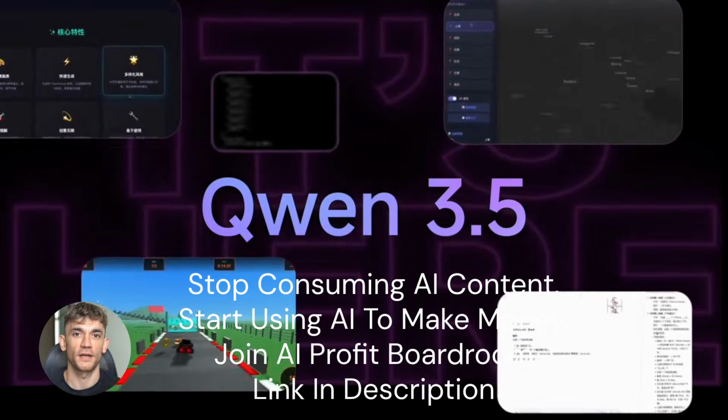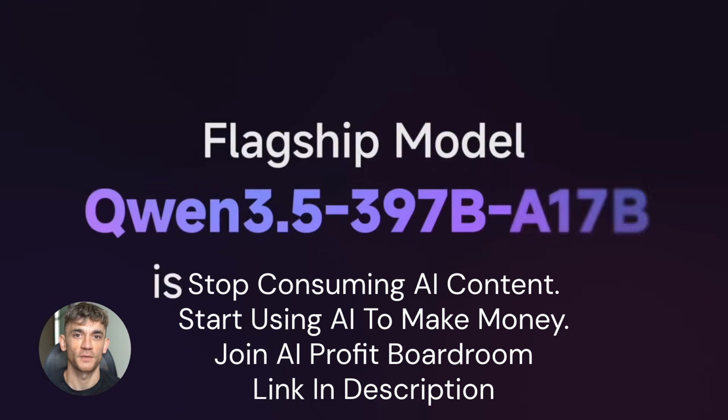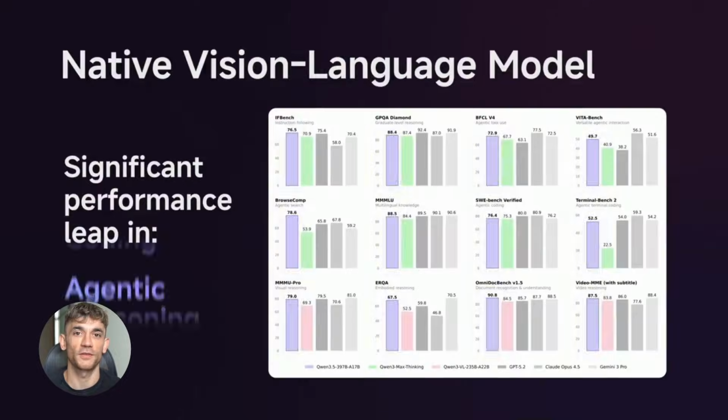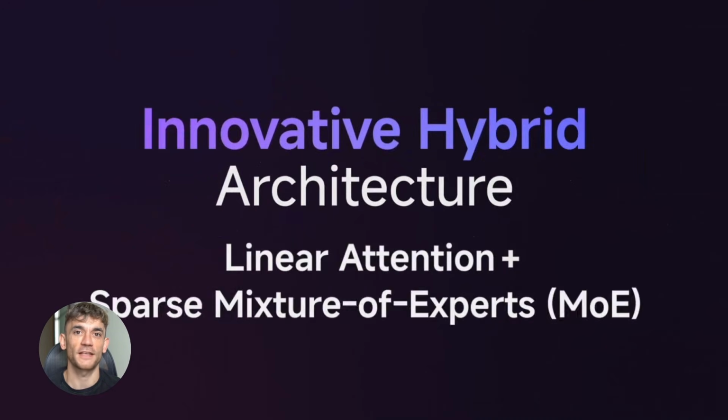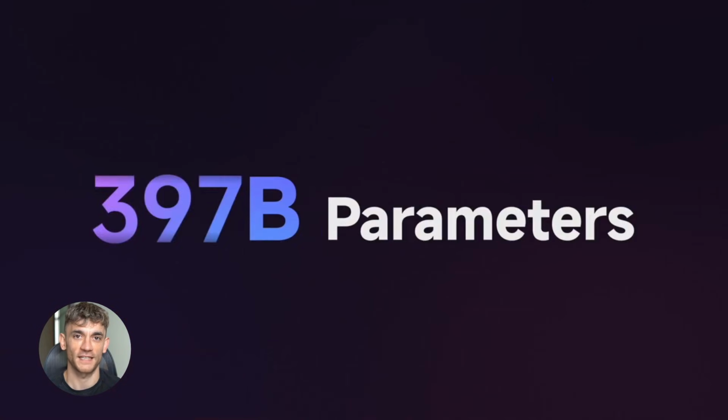Build anything with Qwen 3.5. Here's how. Alibaba just dropped an AI model that beats Claude and Gemini. It's open source, it's free, and it builds stuff 19 times faster. Today, I'm showing you exactly how to use it.